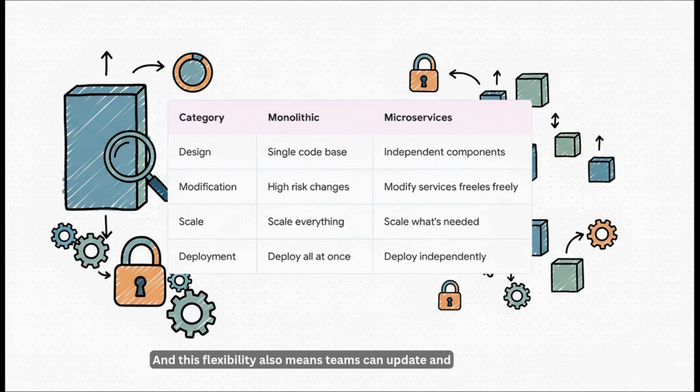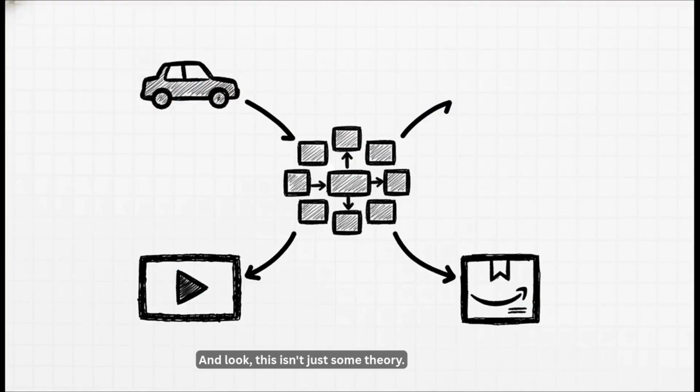And this flexibility also means teams can update and deploy little pieces of the app independently, letting them move so much faster. And look, this isn't just some theory. We're talking about the biggest names in tech: Uber, Netflix, Amazon. The reason they can operate on such an unbelievable global scale is because they made this shift. Their businesses as we know them today simply couldn't exist without microservices.